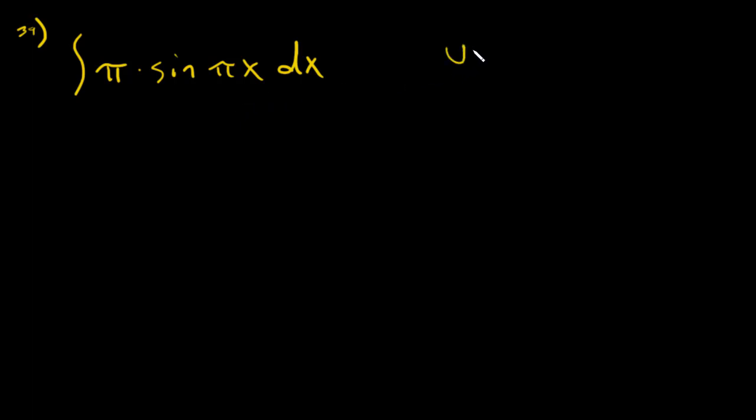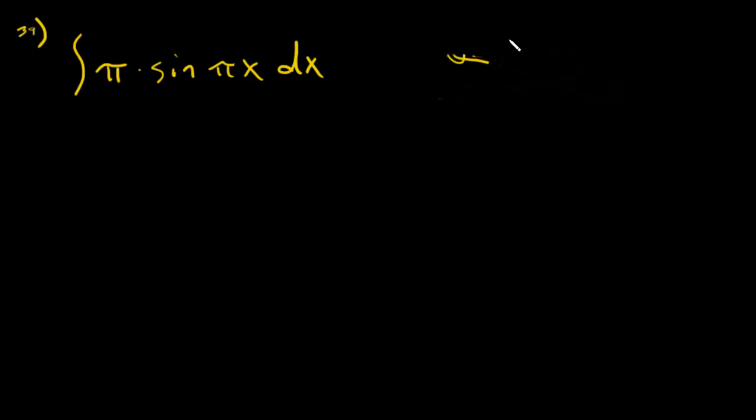If I try to make my u sine pi x, what's my du going to be? Well, it's going to be cosine pi x times pi. There is no cosine over here to fulfill the du, so that's the wrong choice. We don't want that. Okay, let's do something that we do want.